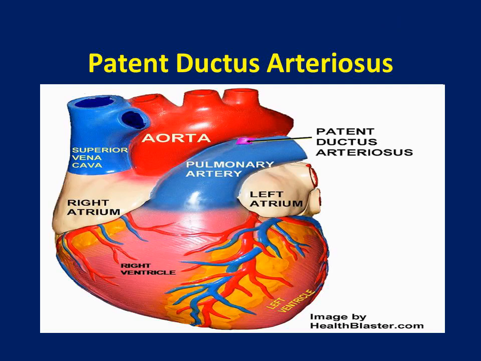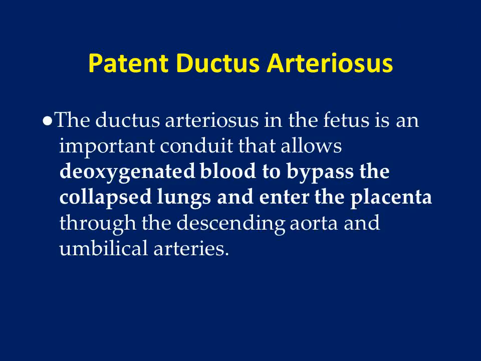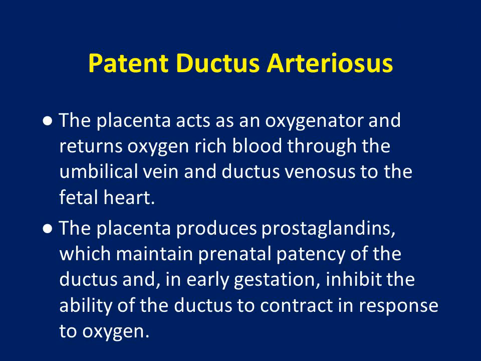Patent ductus arteriosus. The ductus arteriosus in the fetus is an important conduit that allows deoxygenated blood to bypass the collapsed lungs and enter the placenta through the descending aorta and umbilical arteries. The placenta acts as an oxygenator and returns oxygen-rich blood through the umbilical vein and ductus venosus to the fetal heart. The placenta produces prostaglandins, which maintain prenatal patency of the ductus and, in early gestation, inhibit the ability of the ductus to contract in response to oxygen.